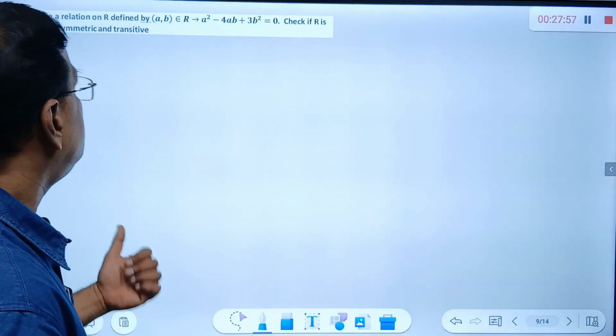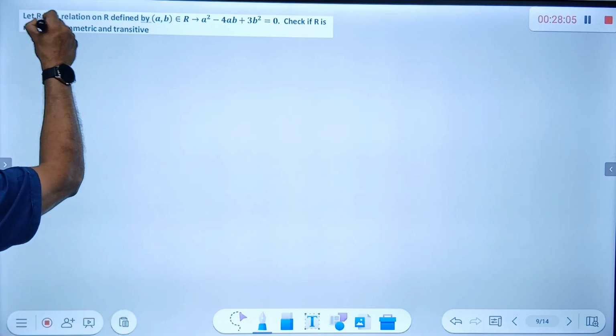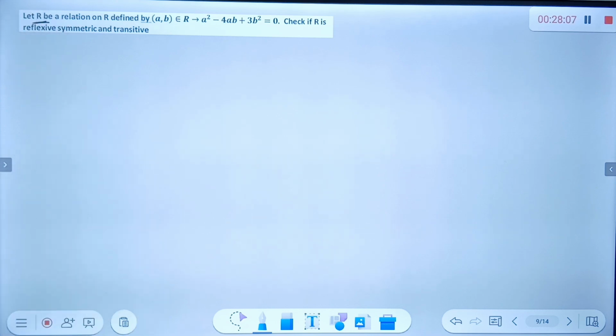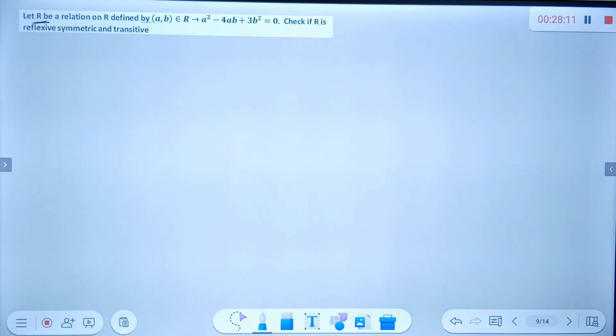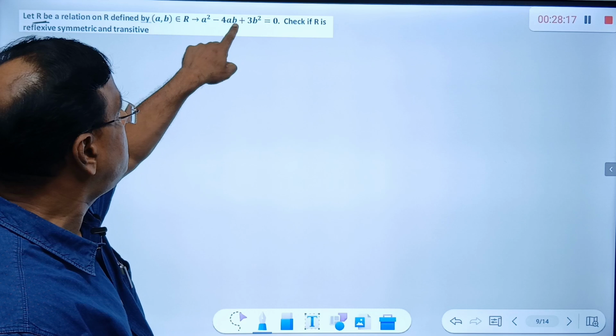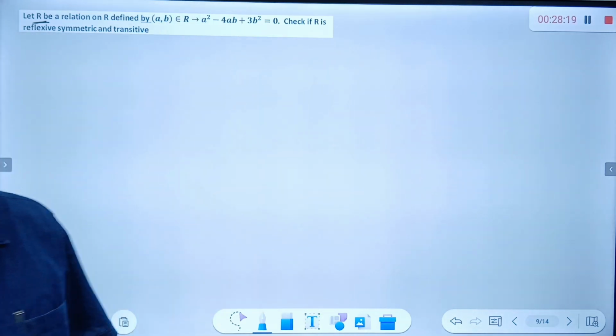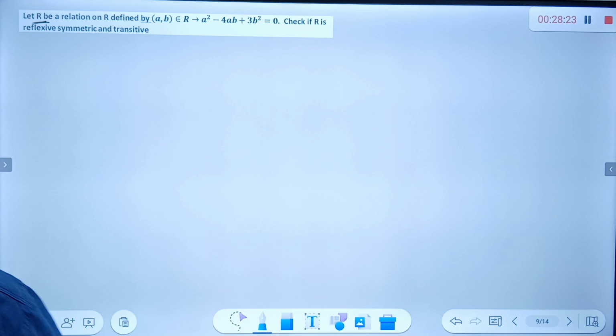Now let's go on to the next question. What is this question all about? Let R be a relation on ℝ, the real numbers, defined by (a, b) belongs to R if a² − 4ab + 3b² = 0. Now how do I understand this? How do I do this problem?